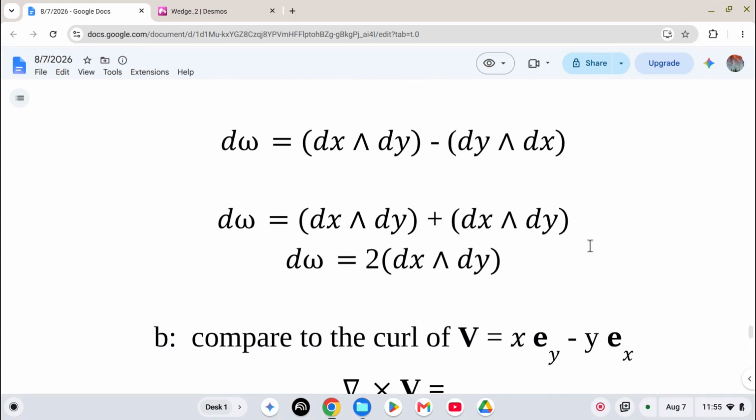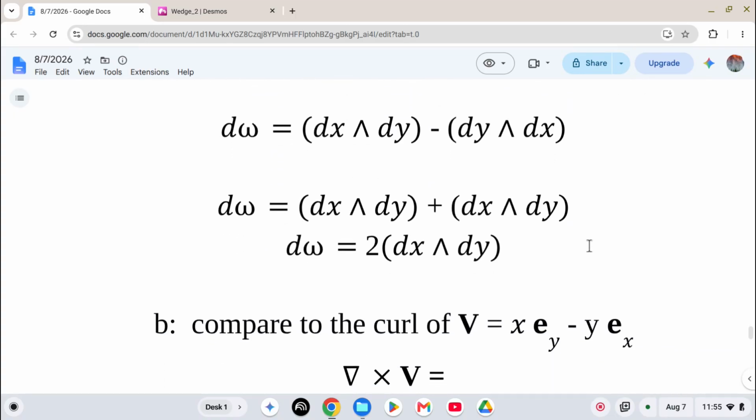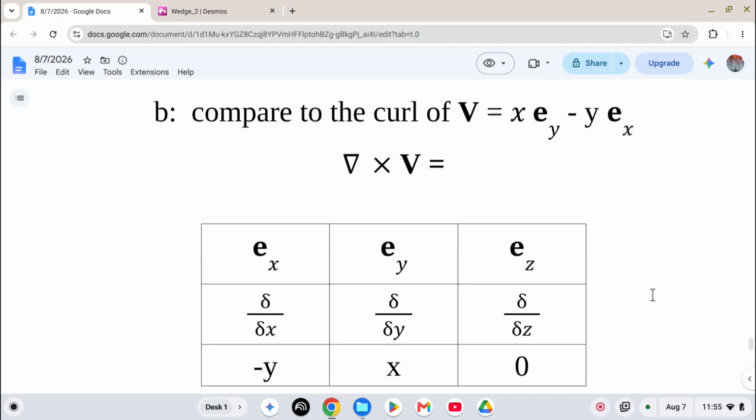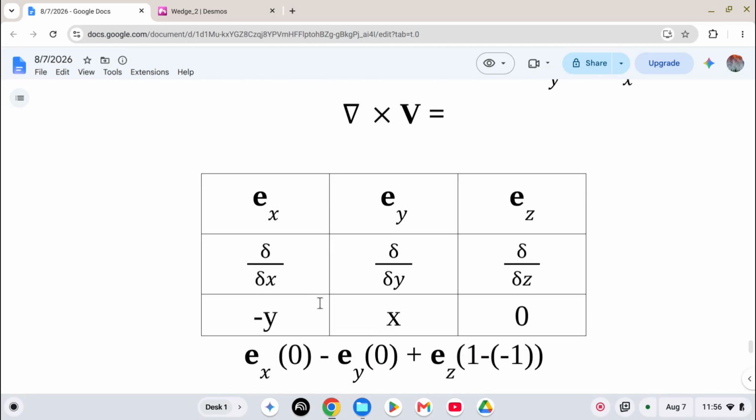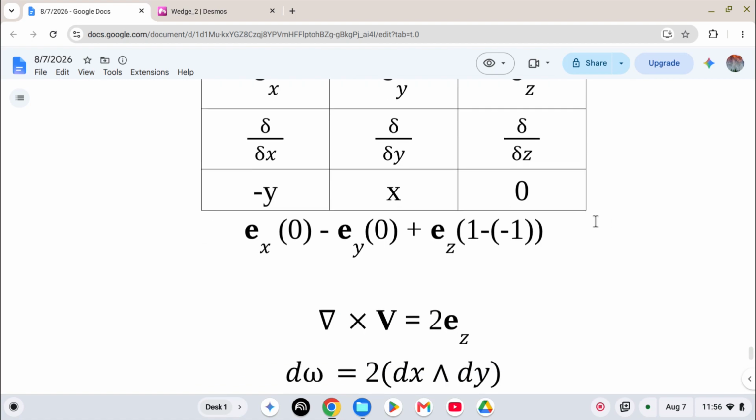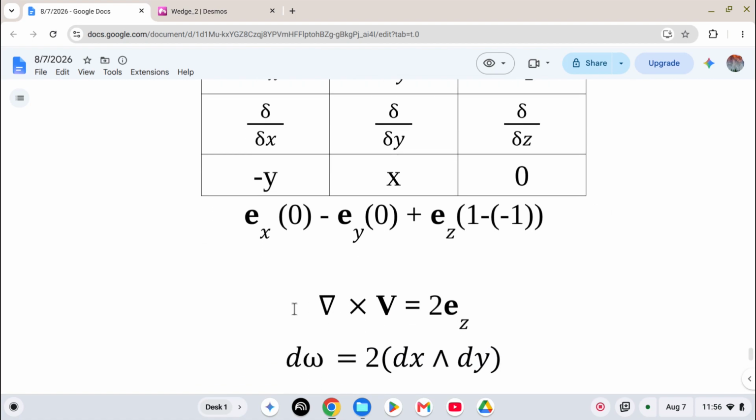Now, part B was compare that to the curl of the vector, x e_y minus y e_x. Okay, so this is how we do the curl. So we're going to say all of these terms here are 0. This is the only one that isn't, so you cross this out, cross this out. It's this times that minus this times that. So that just becomes a 1. This becomes a 1, but it's negative. But because of the way the determinant works, there's a negative here, so it becomes a positive. So it's just 2 e_z.